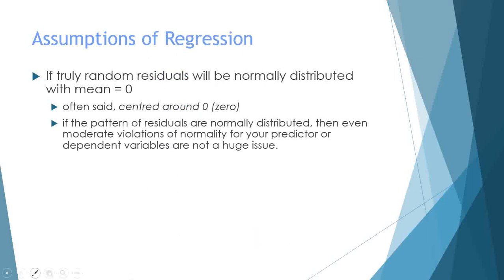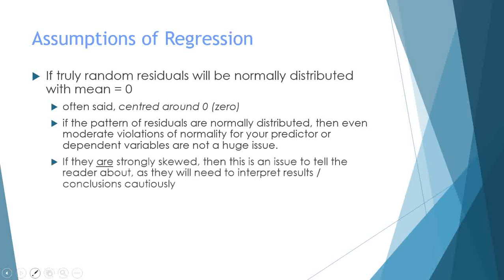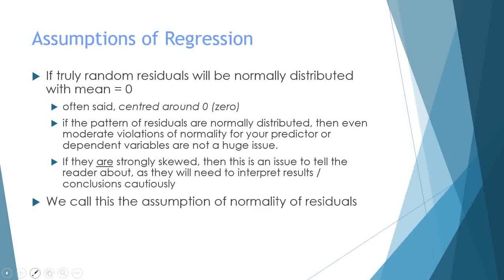Now, if the pattern of residuals is normally distributed, then even a moderate violation of normality for your predictor or for the dependent variable is not going to be a huge issue. But if they are strongly skewed, so there's a lot more on the right-hand side, below the regression line, or a lot more on the left, above, then this is an issue to tell the reader about, and they will need to interpret their results or conclusions cautiously. So we call this the assumption of normality of residuals.